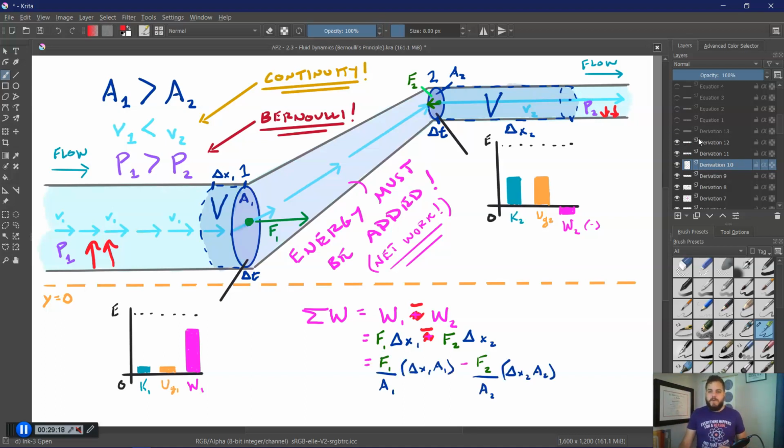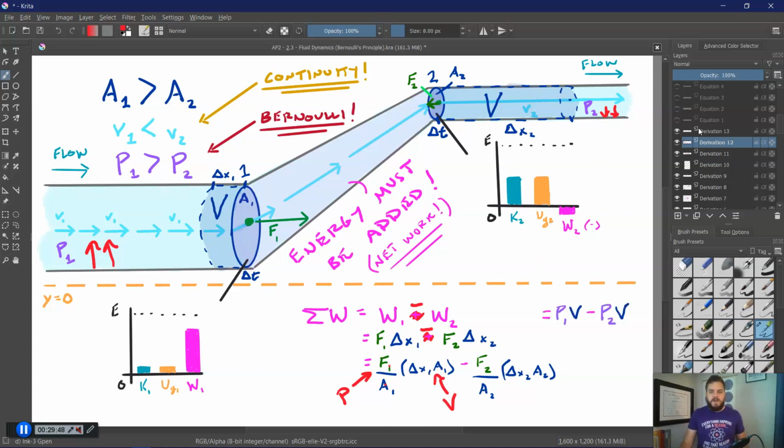Now we're going to do something a little tricky: I'm going to multiply both of these by 1. Specifically, I multiply the first region by A1 divided by A1, so A1 over A1 is just 1, and I multiply section 2 by A2 over A2. Well, what's the reason for doing that? A force over an area is just a pressure, and a delta x times an area is really just a volume.